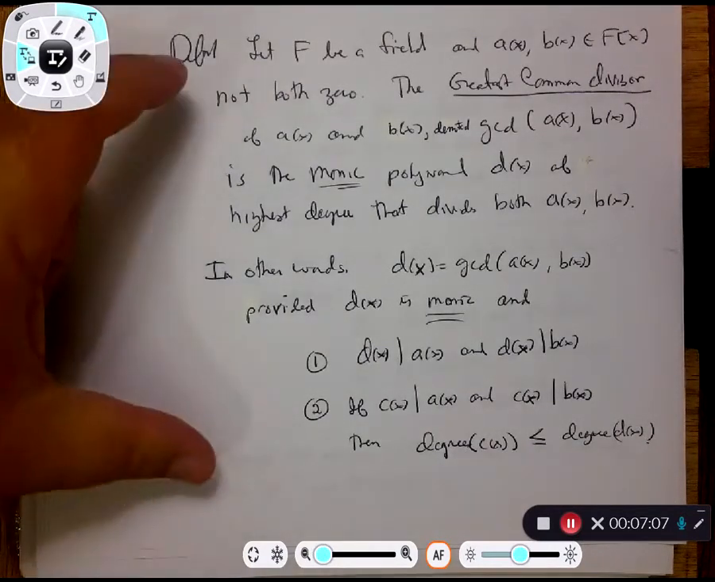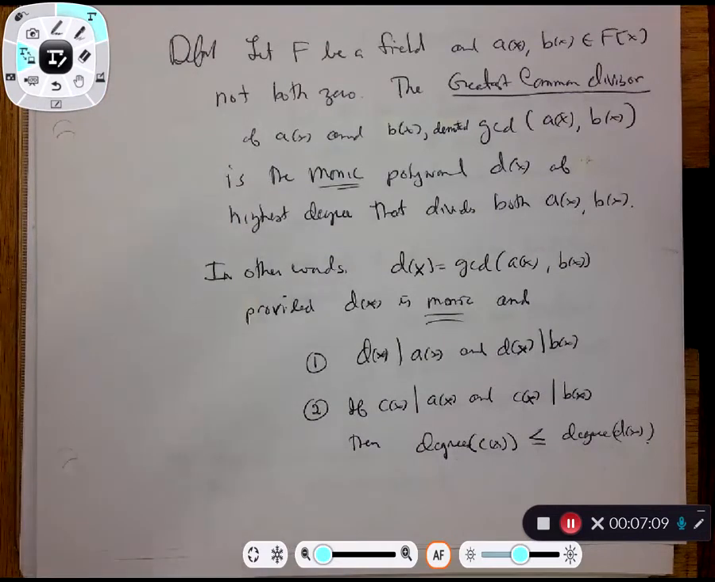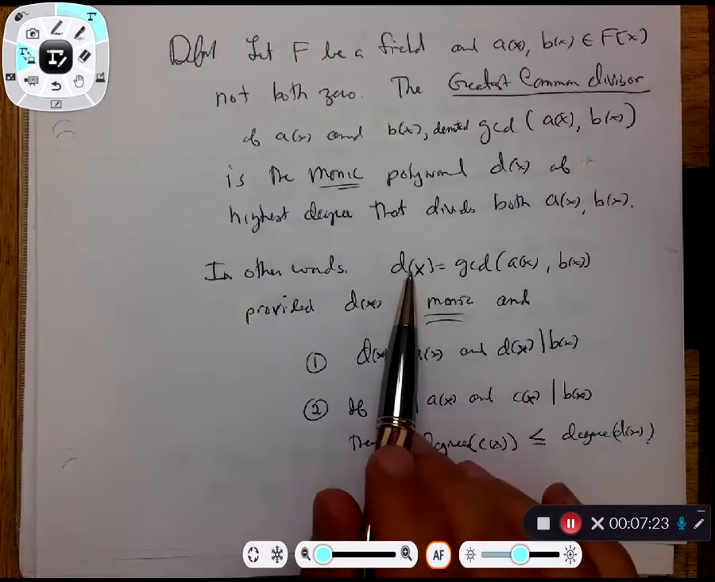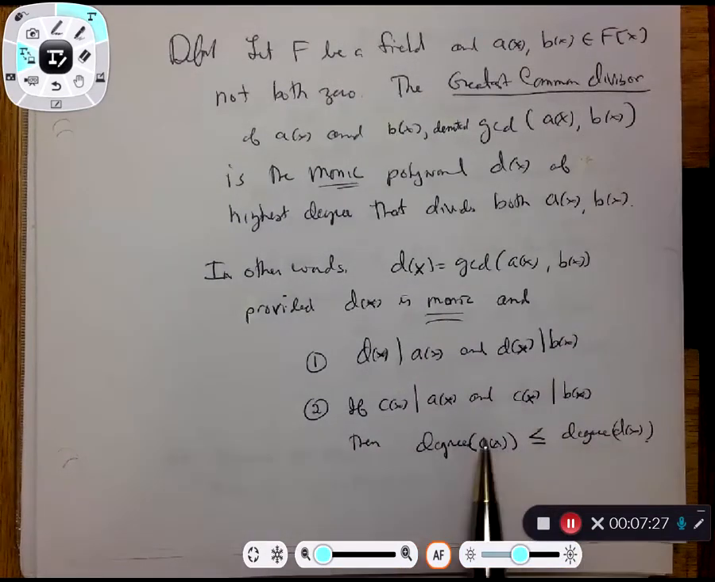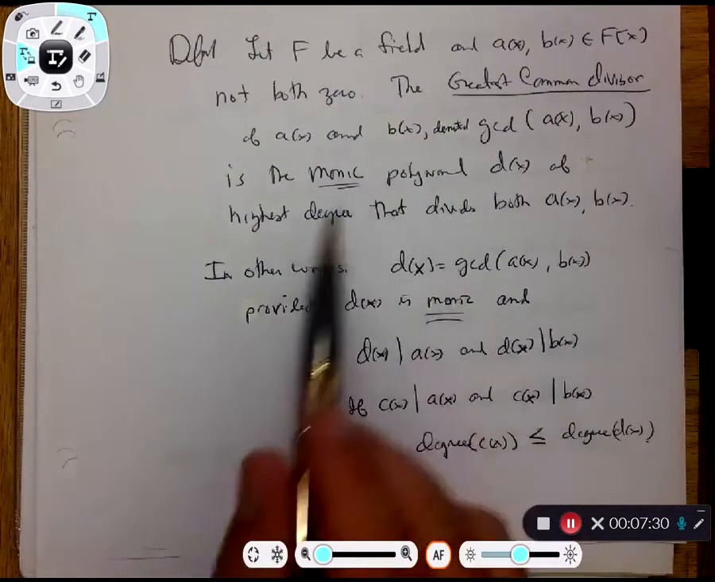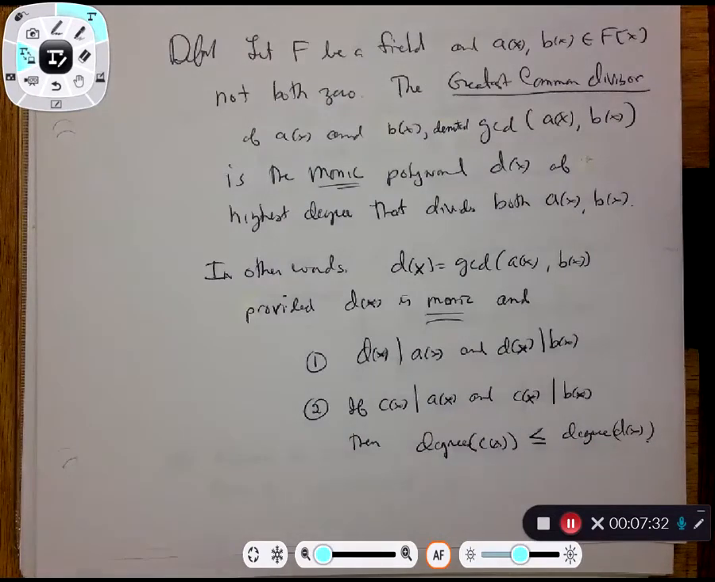Now, if you look at this definition, it's been changed slightly, but it follows directly from the definition of GCD from when we were playing around with integers. Except we got to put a few little things in there. The idea of monic, and when you compare polynomials, you have to compare them by degree. Other than that, this is exactly the same. So this is a very important comparison between the two, and it shouldn't come as a surprise.